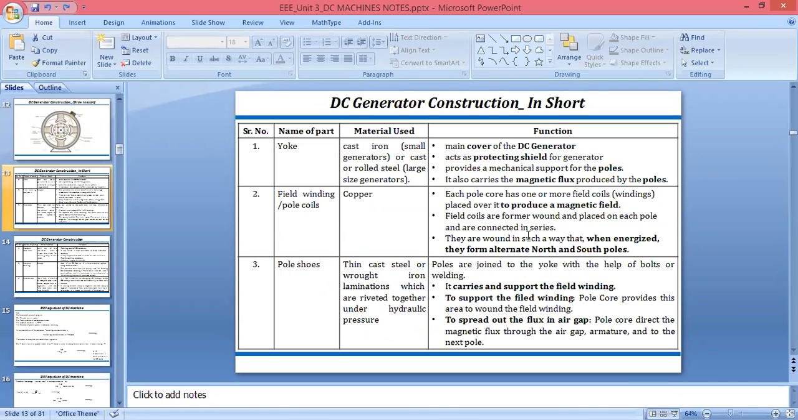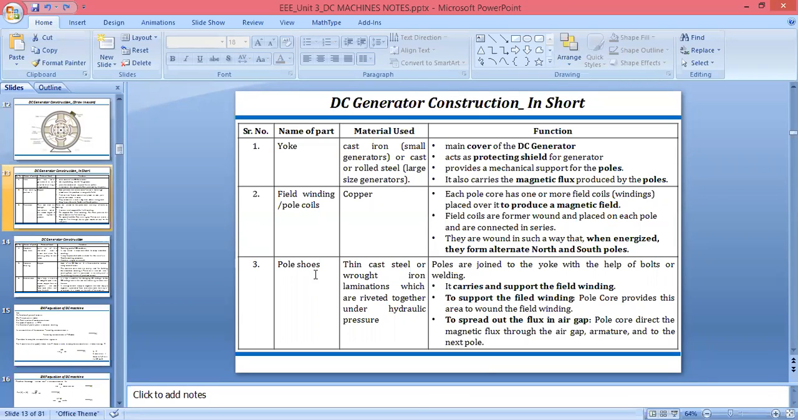The fields are wound in such a way that when they get energized, they will form magnetic flux. They will form a magnet, and what does a magnet have? There will be 2 poles, nothing but south and north. So they are wound in such a way that when they energize, they will form the north and the south pole.